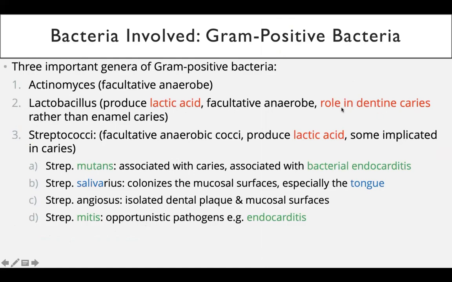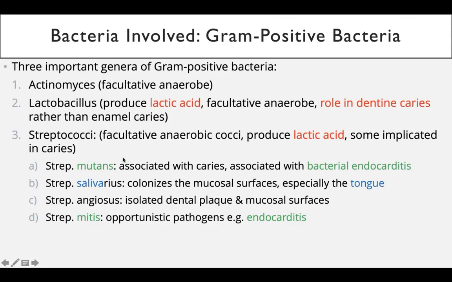Why is it important to mention here? Because the outermost layer is enamel. So enamel caries are done. We have reached the level lower than enamel, which is dentine, and Lactobacillus is a lactic acid producing facultative anaerobe, which has a major role in dentine caries. And then we had Streptococci, which also produce lactic acid.